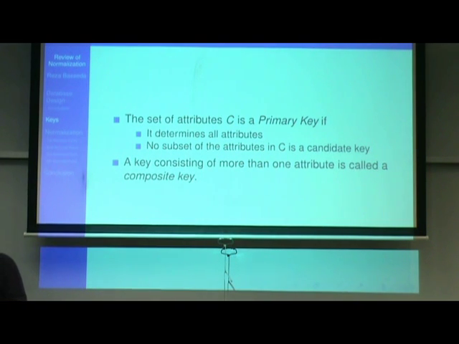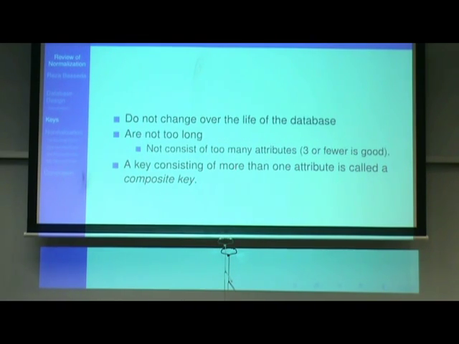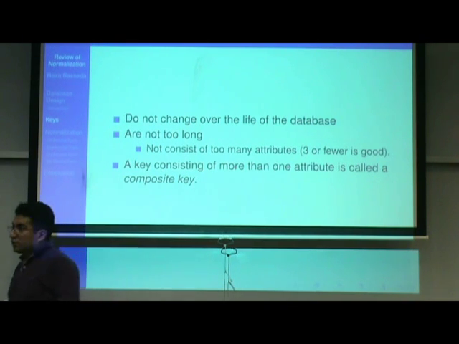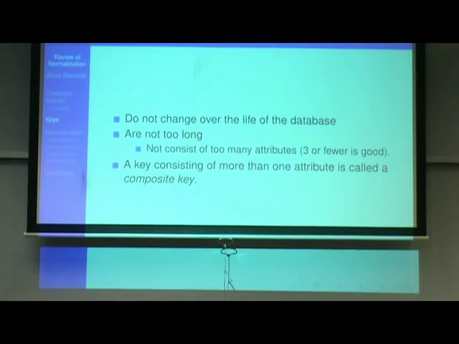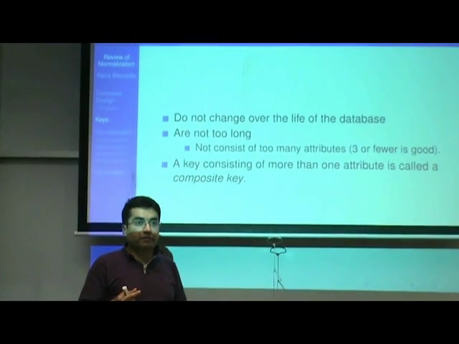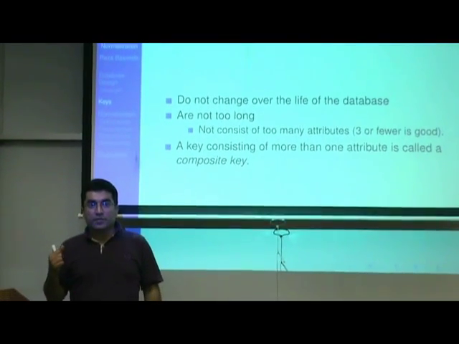Okay, so a key with more than one attribute is also called a composite key. In a good design, good primary keys do not change over the life of the database. If you design a database today and tomorrow decide to change its primary key, it's obvious that you made a mistake yesterday.